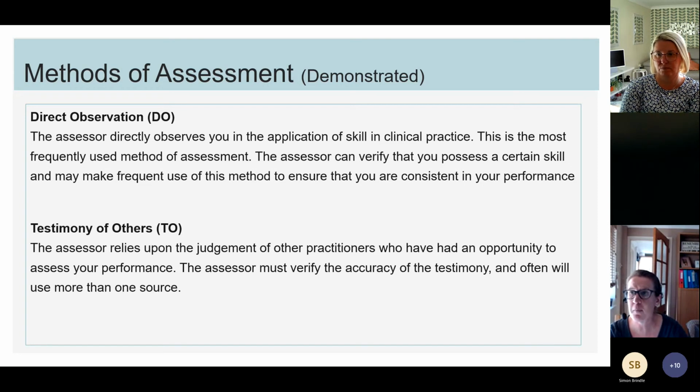If you manage to see your student demonstrate a skill, then we would expect the evidence uploaded to be a direct observation. Basically, whoever the student is working with has observed them applying the skill in clinical practice. It's the most frequently used. That BSc competency template that I showed you earlier via PebblePad is the template they would use to fill in. The assessor verifies that the student has a certain skill level, and they make frequent use of this method to ensure the student is consistent in their performance.